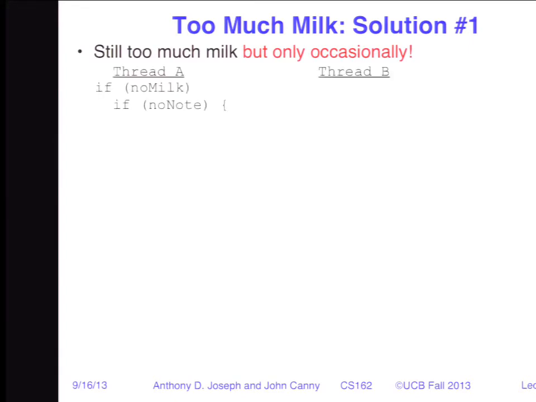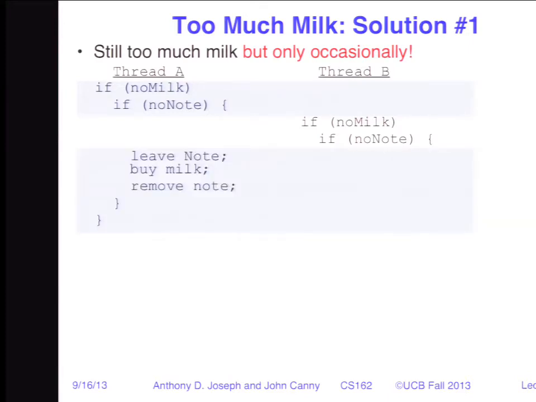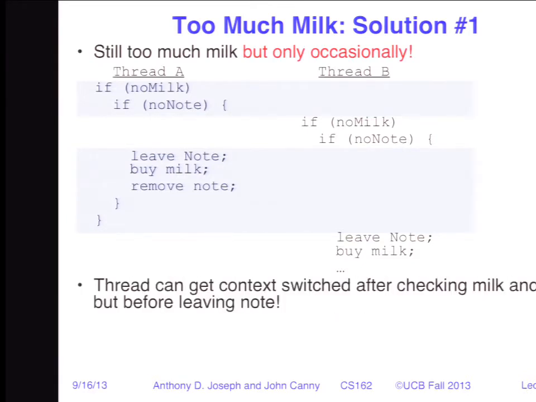How does that happen? So thread A runs, and there's no milk, no note. Now we get interrupted. Thread B runs. There's no milk, no note. So then we go back and get interrupted. Thread A leaves a note, buys some milk, and removes the note. And then thread B leaves a note and buys more milk. So the problem here is we can get context switched after checking for the milk and the note, but before we get to leave a note.